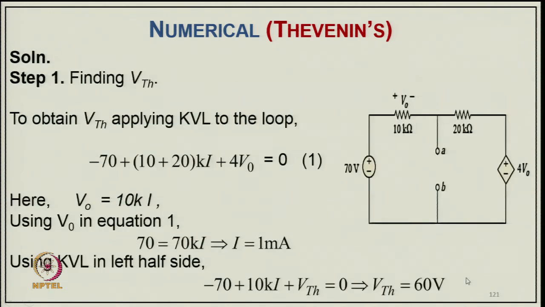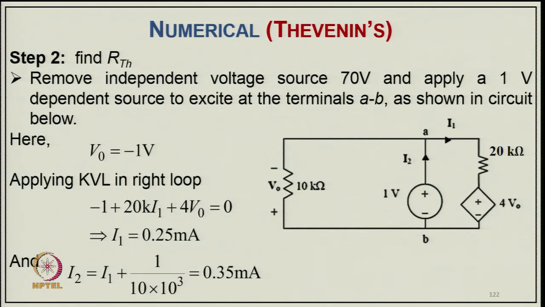Now, finding out the RTH: remove the independent voltage source of 70 volt, apply a 1 volt source, and excite the terminal with 1 volt here. So, V0 is minus 1 volt, and applying KVL in this loop, it is minus 1 plus 20 K I, that is the current here I1, plus 4 V0 here.